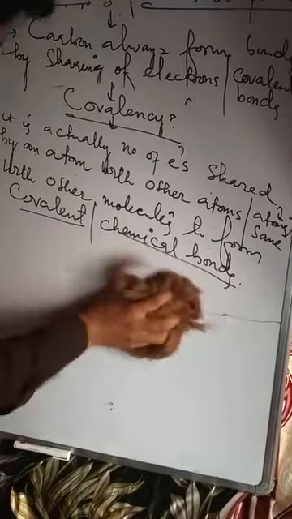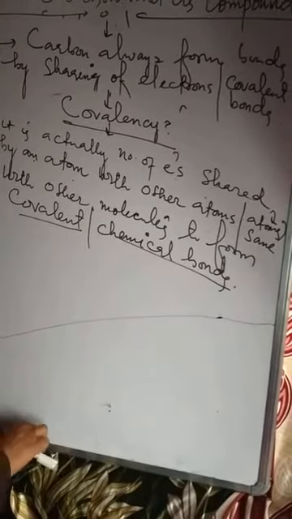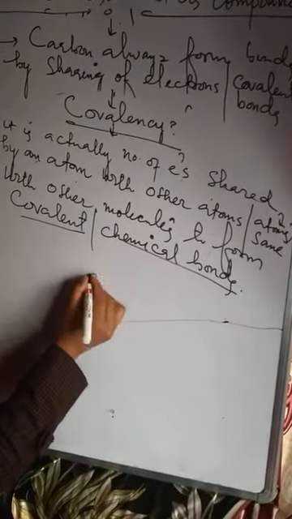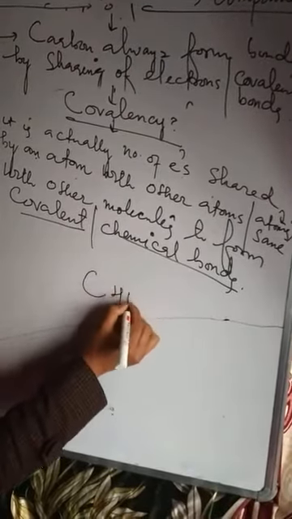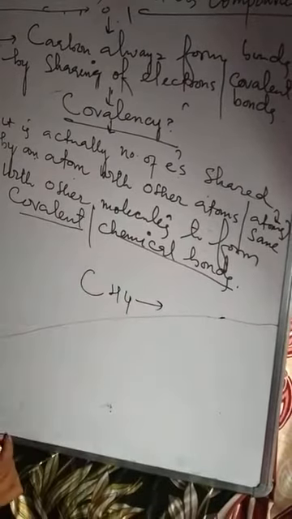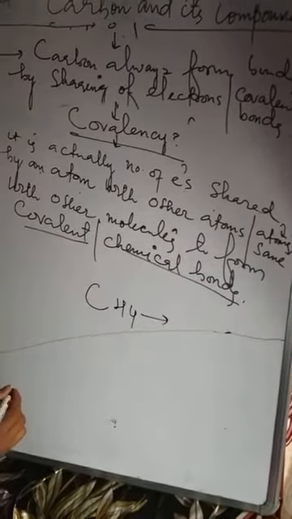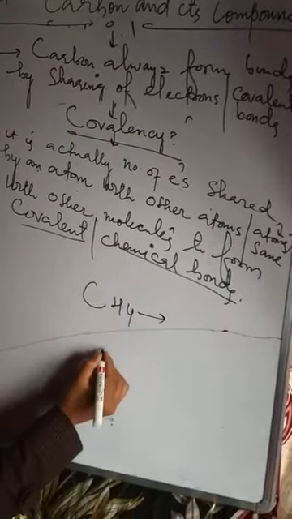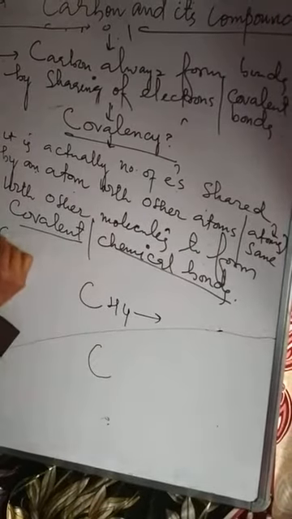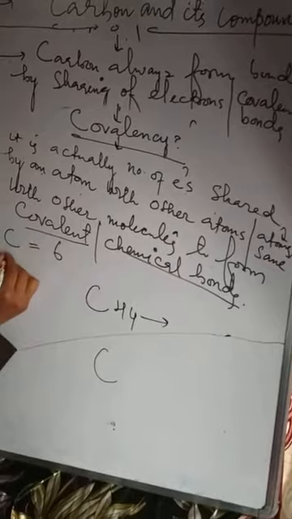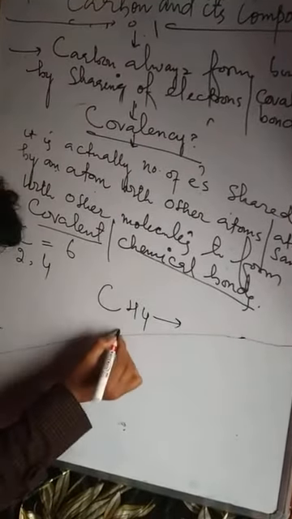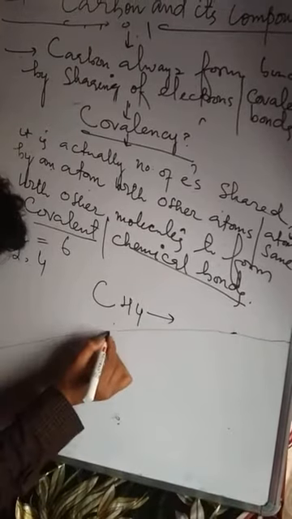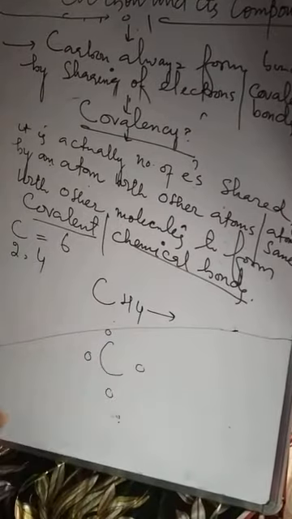Let me give you an example of this. This is carbon, and in case of methane, we discussed this very thing in the last lecture. Carbon has atomic number 6. That means in the first shell it contains 2 electrons, and in the second shell it contains 4 electrons. That means it has 4 electrons in its valence shell. This is the first electron, this is the second electron, this is the third electron, and this is the fourth electron.